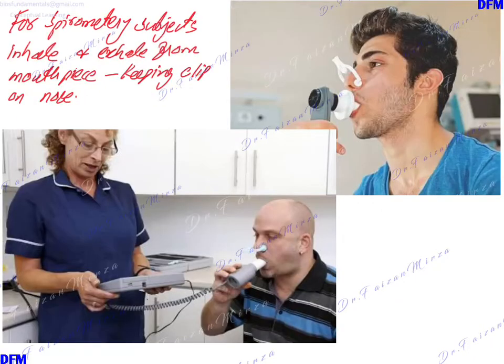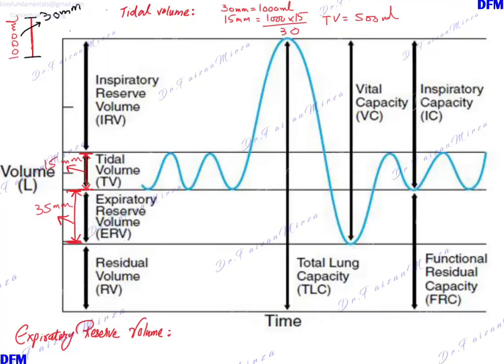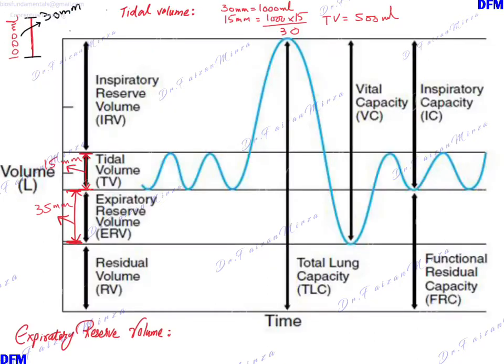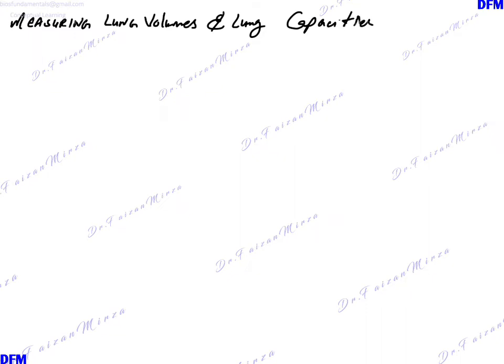We are discussing lung volumes and capacities, the techniques to study them. Previously we have covered how spirometry is used. We have just discussed one technique. Now we are about to start with the second technique, which is used for calculating residual volume or even other capacities and volumes.